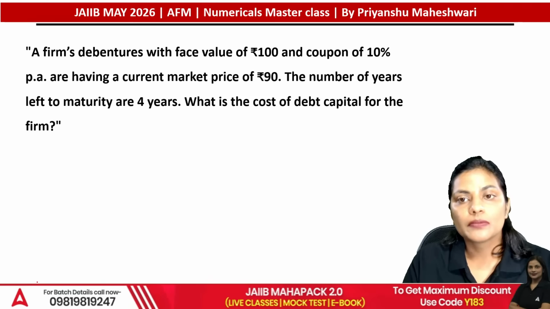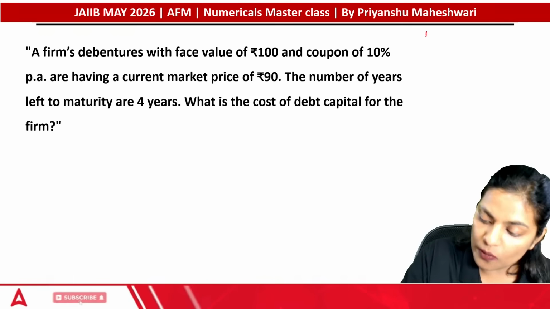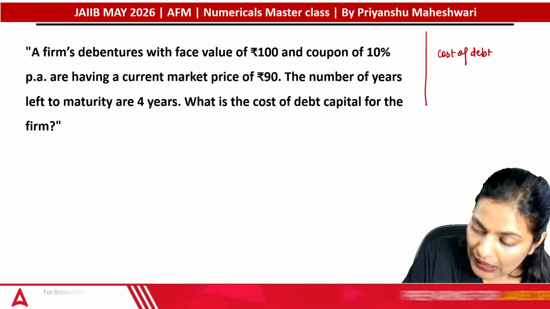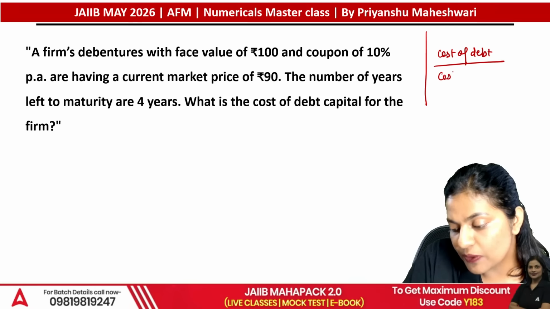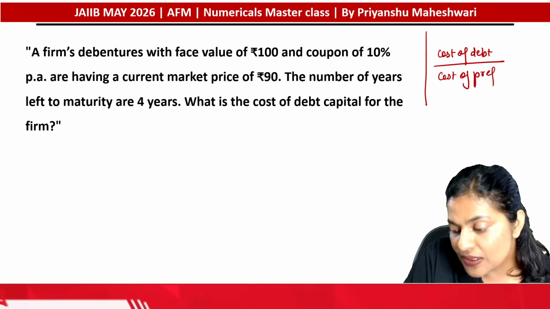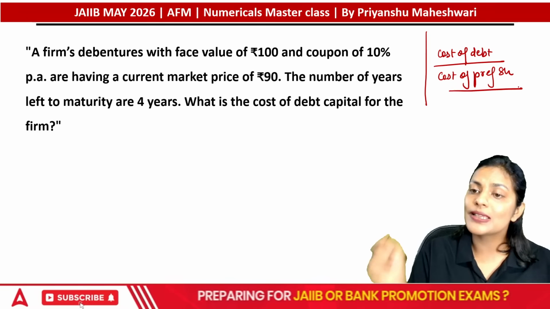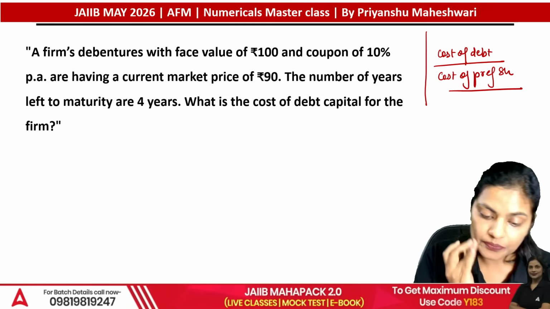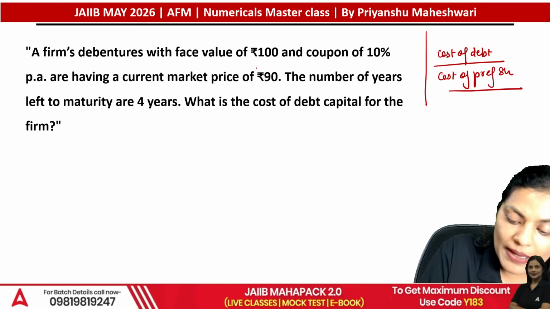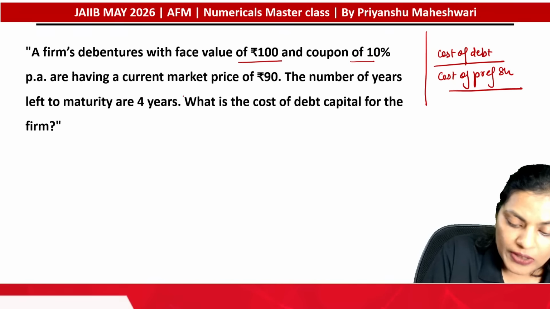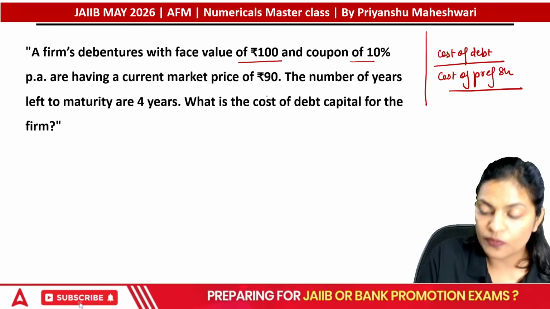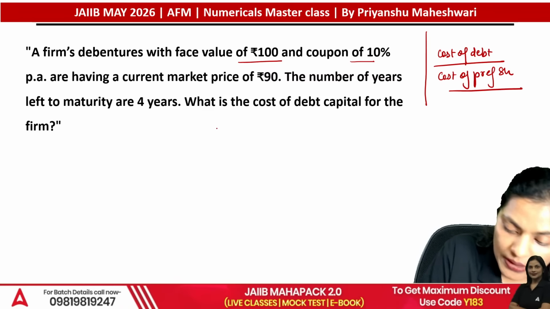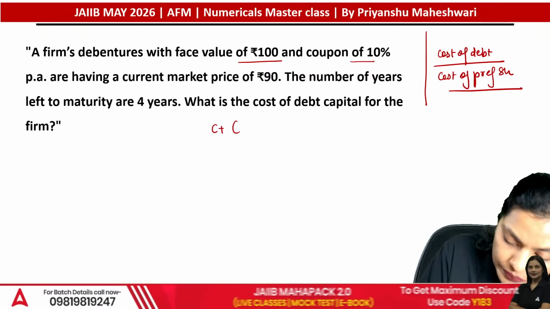Then, the formula for cost of debt and cost of preference shares is the same. If preference share is also asked, same formula, same method. Right? Now, a firm's debenture with face value of 100 and a coupon rate of 10% at a current market price. Okay. So, first we'll calculate it; their dividend would be given. Only that would be the difference. Correct? So, how much is the coupon?